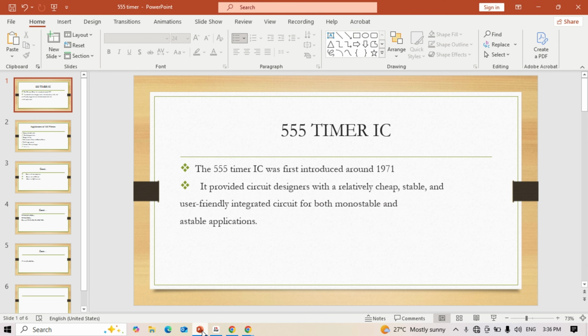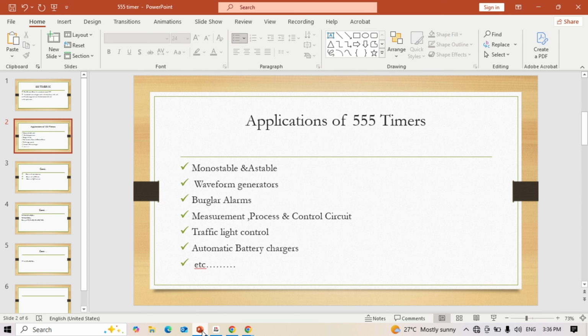With a 555 timer. The 555 timer IC was first introduced around 1971, and it is the most versatile circuit that appeared in around the 1970s, right? So the 555 timer provides a circuit designer with a relatively cheap, stable, and user-friendly integrated circuit for both monostable and astable applications, right? So let's see the application areas of 555 timers.